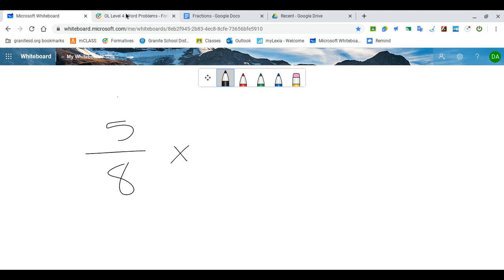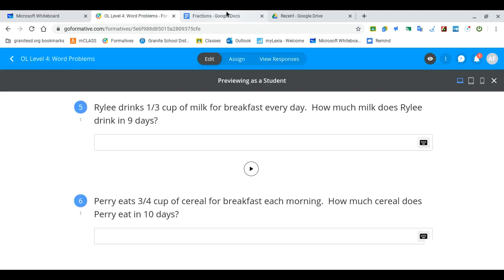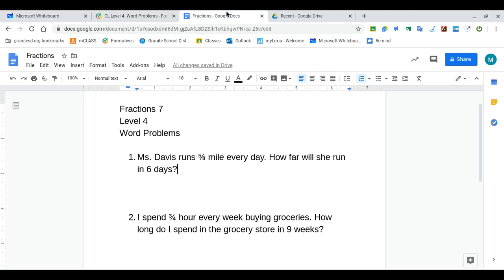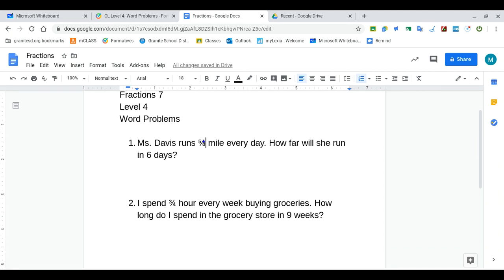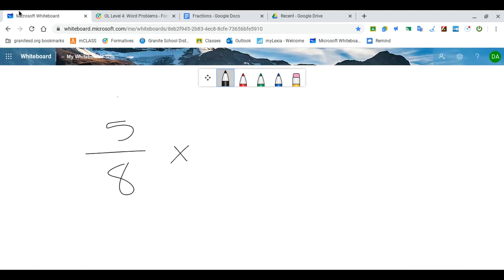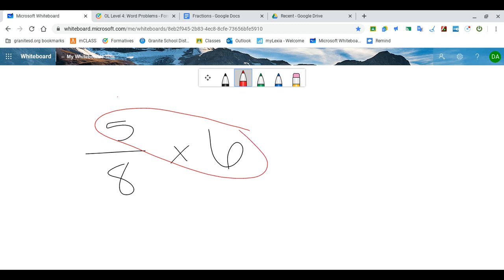ran. So I'm going to go back to my word problem and double check. She ran the 5/8 mile, and she did that 6 times. She ran for 6 days. So I'm going to multiply my fraction by a whole number of 6. Now, what I can do is work with my whole number and multiply it by my numerator, which would look something like this.